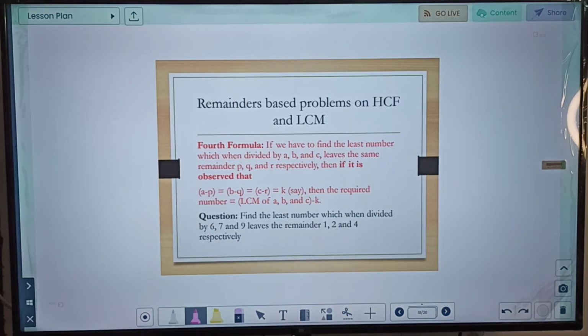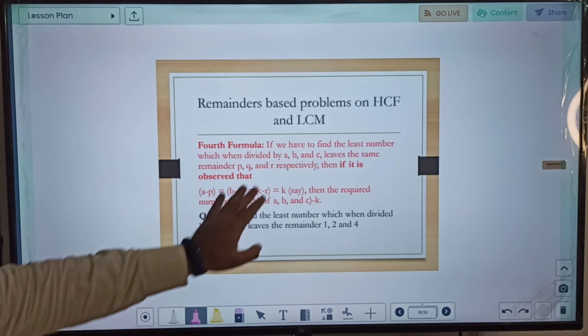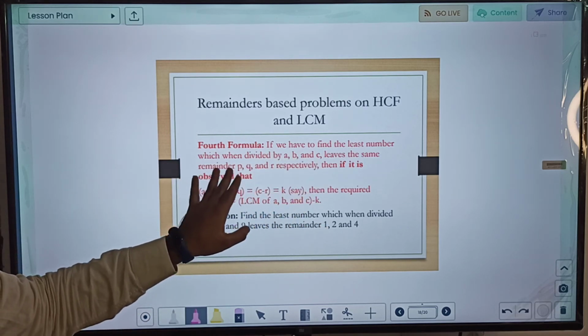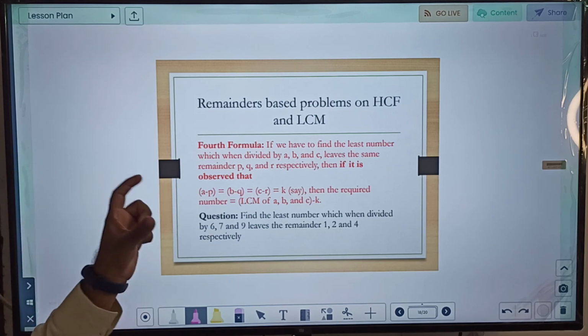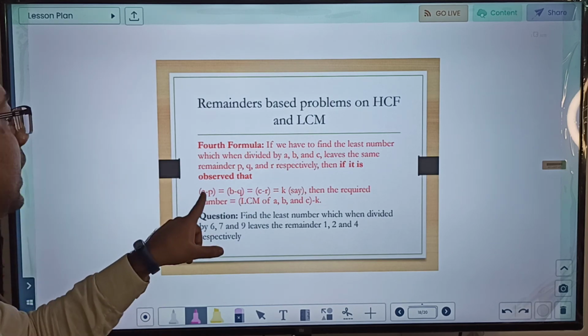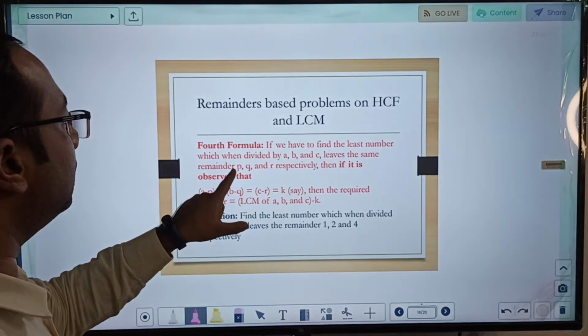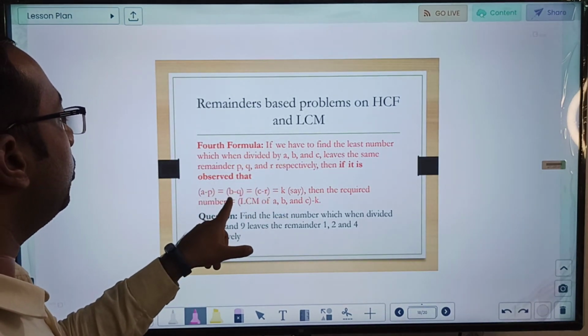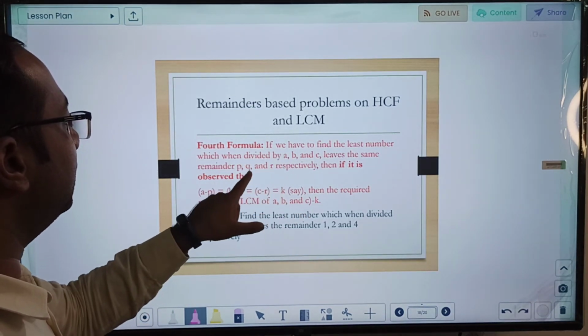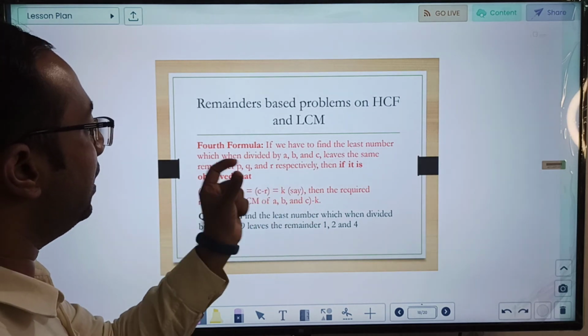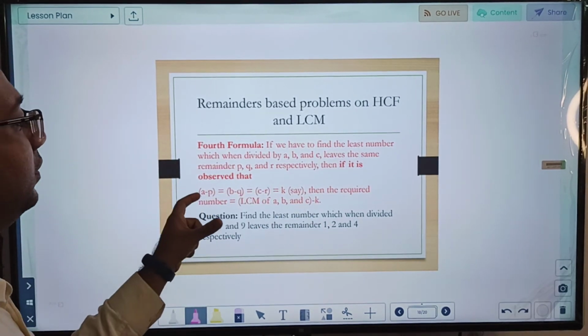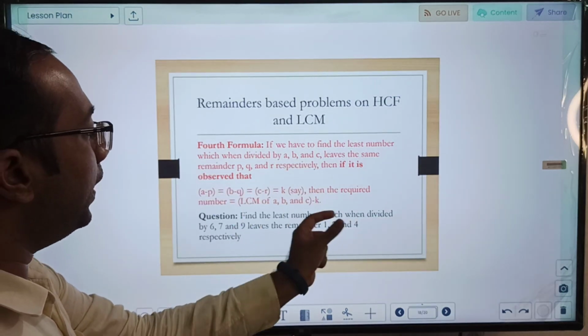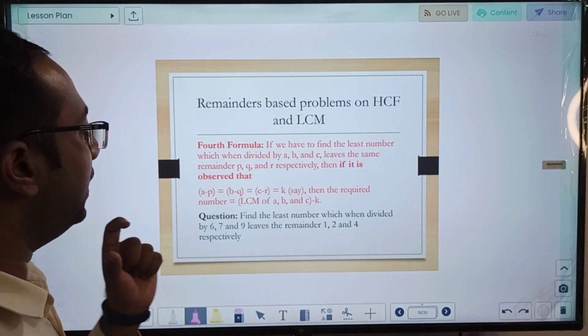Fourth formula. If we have to find the least number which when divided by A, B, C leaves the remainders P, Q, R respectively, then it is observed that A minus P equals B minus Q, and C minus R is the same. So that difference is the same basically. So the required number is the LCM of these 3 minus that difference.